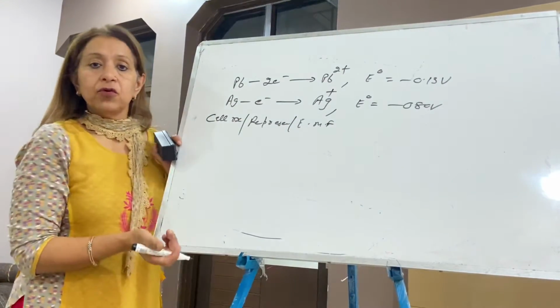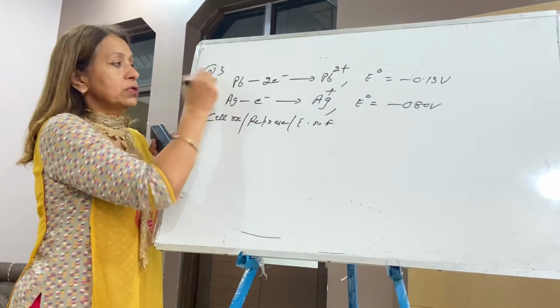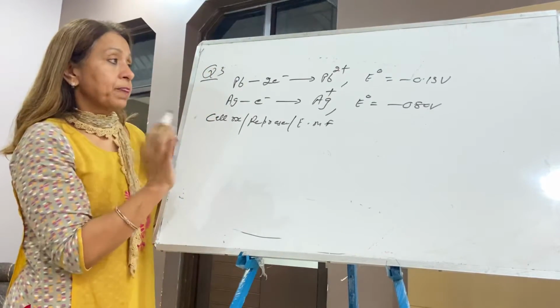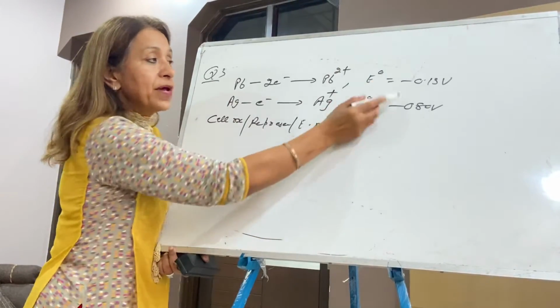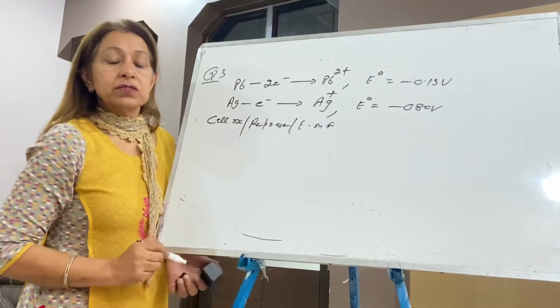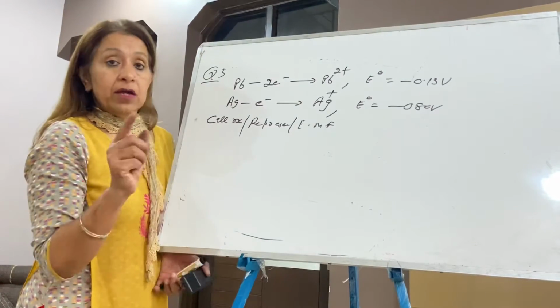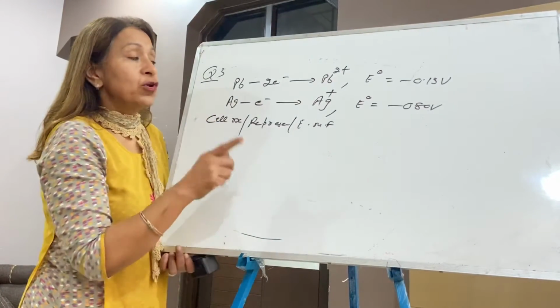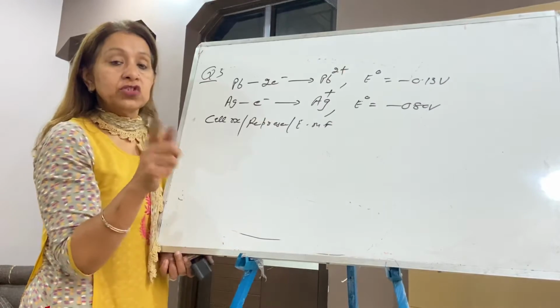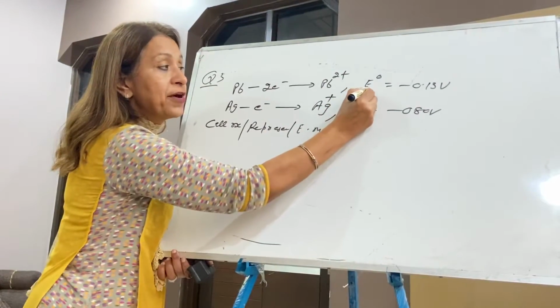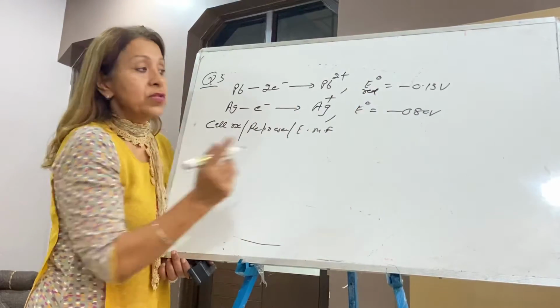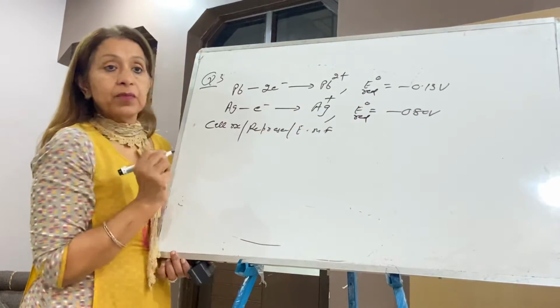So, it's a new thing for you. Write down, this is your third question. What's the new thing in this case? I told you the first step: compare the E naughts. But students, take care. Whenever you want to compare the E naughts, always check that E naughts must be in reduction form.